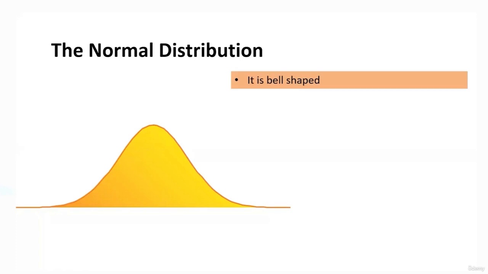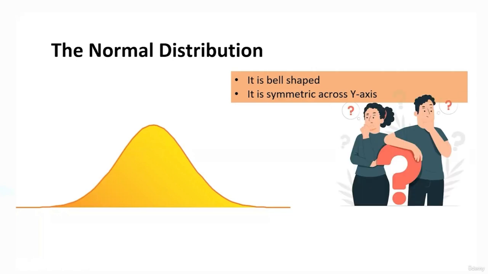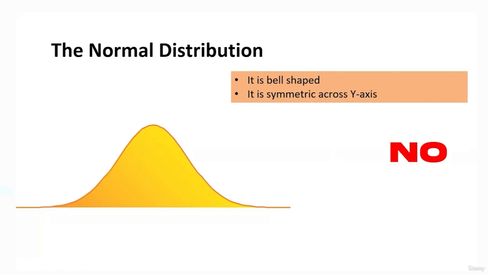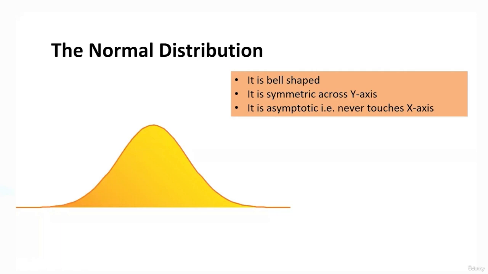First of all, a normal distribution is characterized by its shape, and it's a bell-shaped curve. But just to say that a distribution is a bell-shaped curve, is it always normal? That's not the case. There are other properties as well. The second property is that it's symmetric across the y-axis. Now, is this sufficient to call a distribution a normal distribution? The answer is no. What's more, it's asymptotic. It never touches the x-axis.